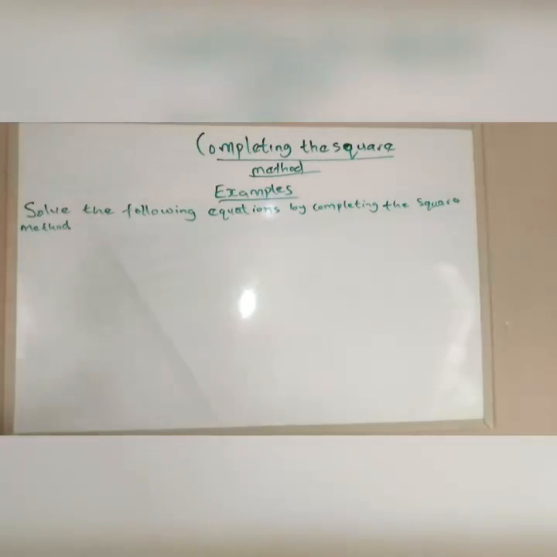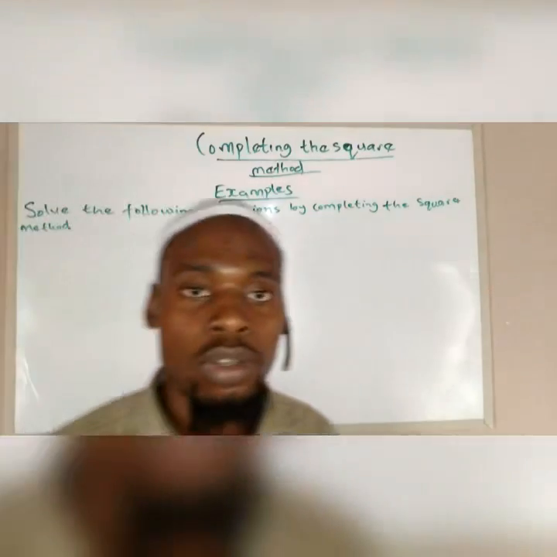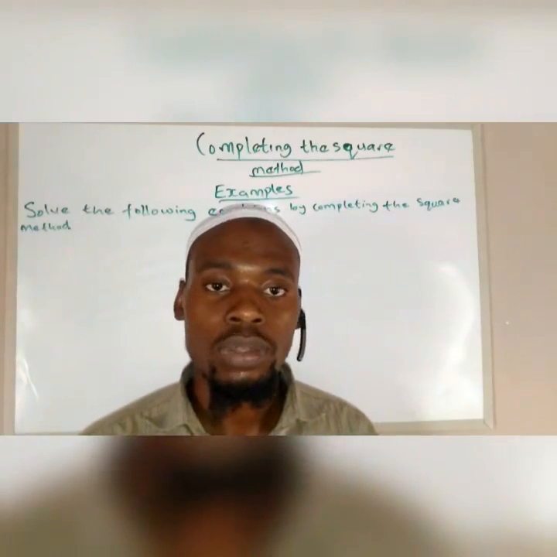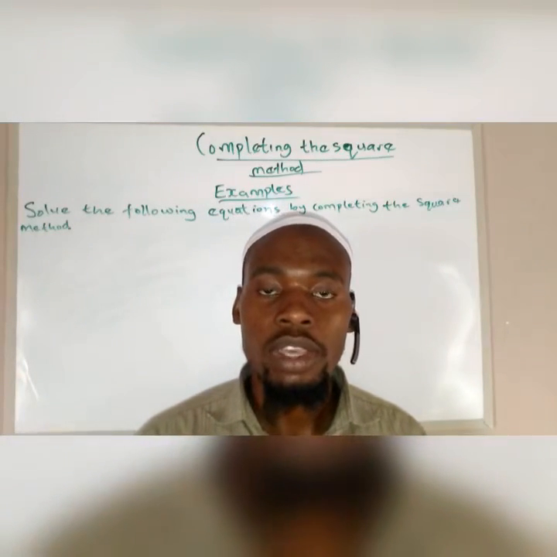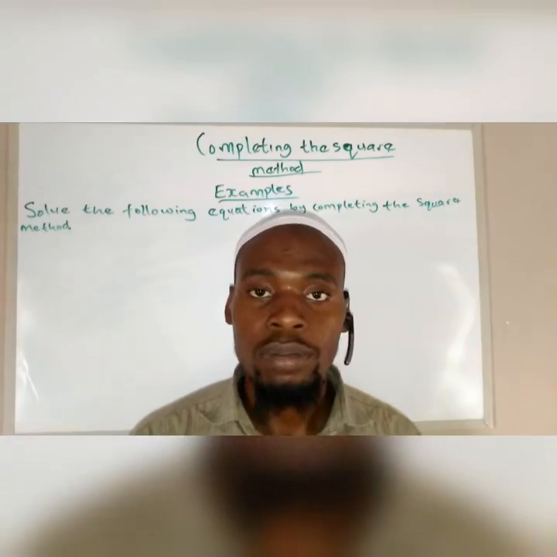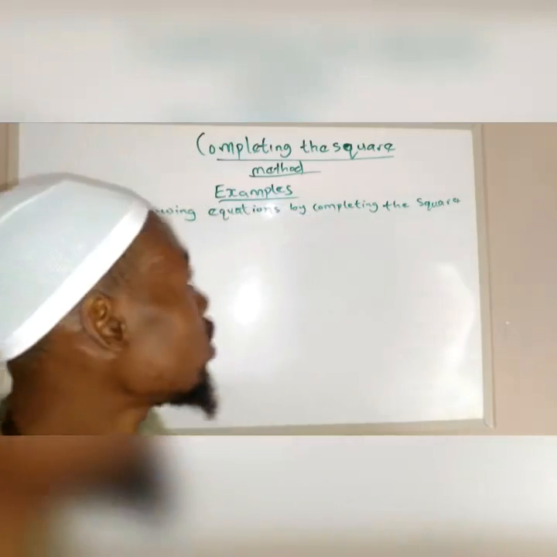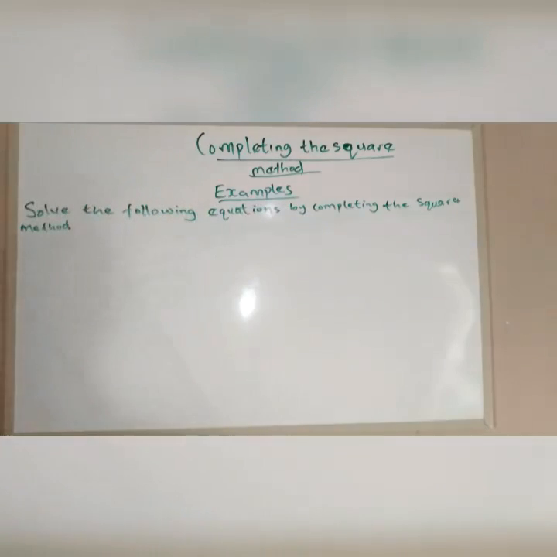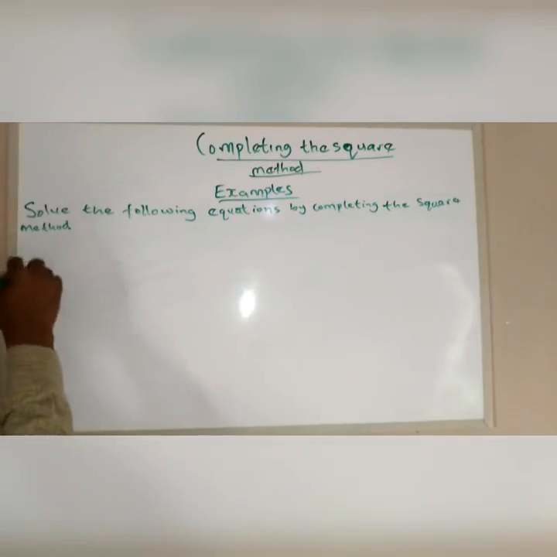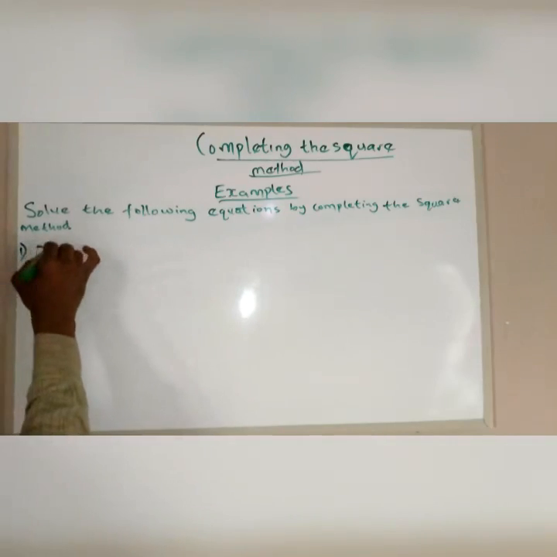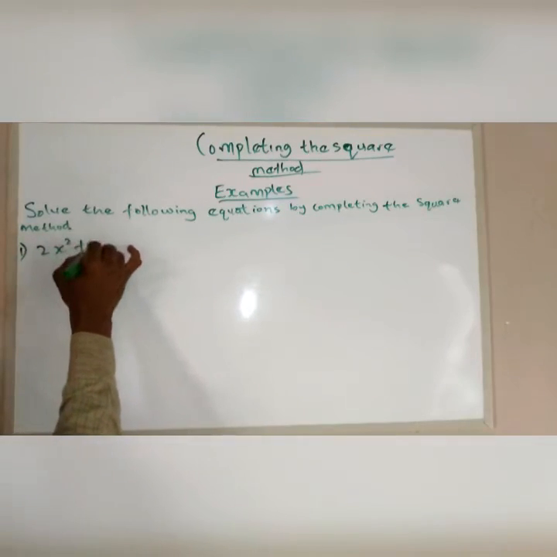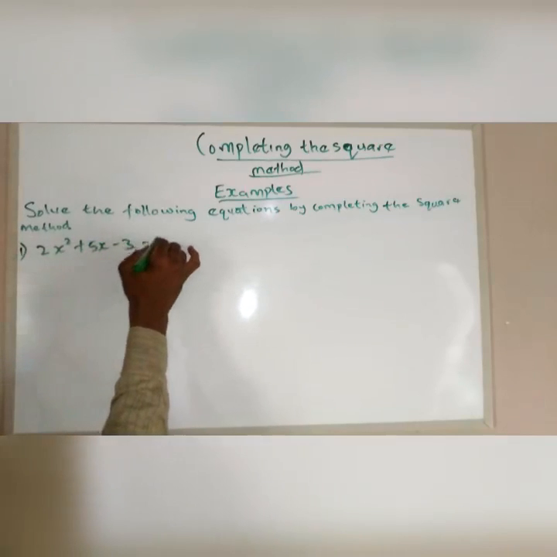Hello everyone, in this video we are going to talk about solving quadratic equations by completing the square method. So here are a few examples for us to enjoy. The first question says we have to solve the following equation by completing the square method. So the first question says 2x squared plus 5x minus 3 equal to 0.